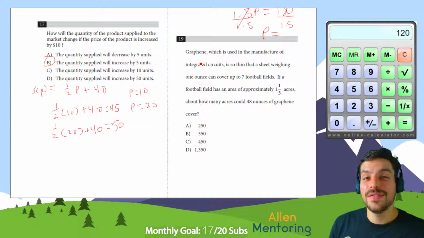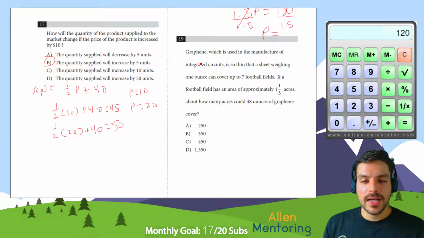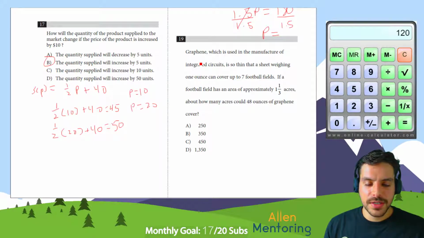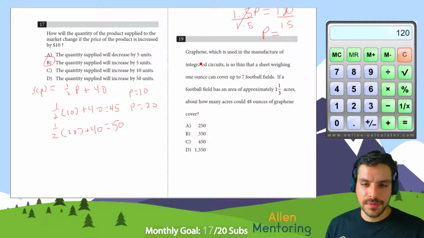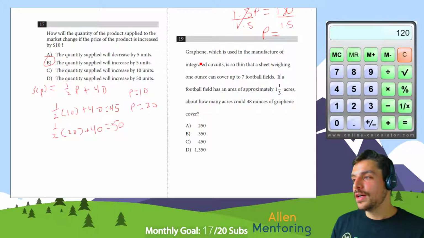I'm going to come back with a vengeance. Number 19. I'm going to keep the energy up. I'm going to keep on getting right answers, I hope. I don't have the answer key in front of me today, so I'm kind of just freestyling. Hopefully all these are correct. If they're not, just be nice.